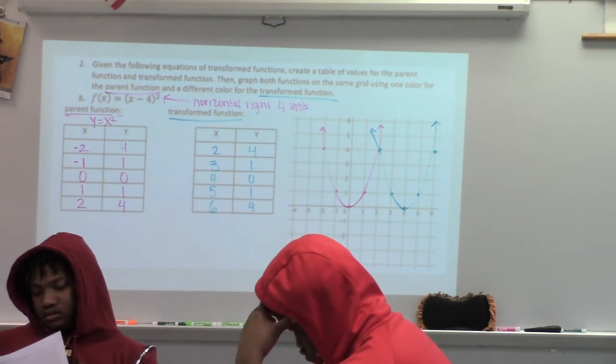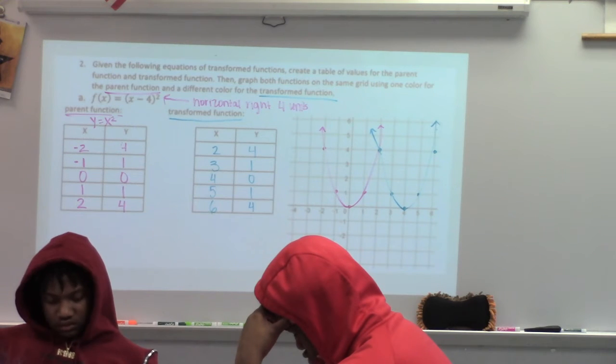Yeah, so you draw arrows on the end of those lines, or like the end of them.